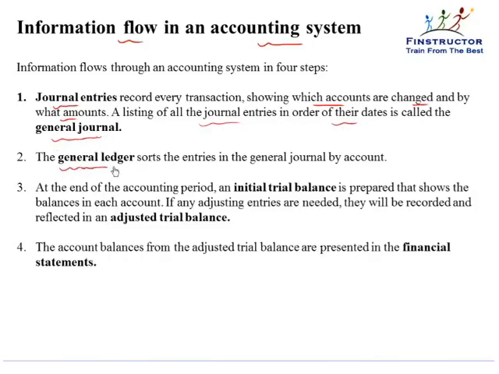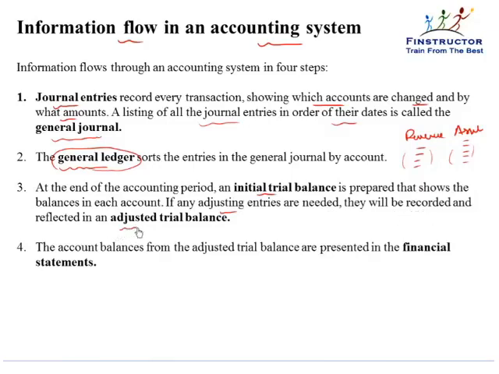A general ledger is the next step that will sort the general journal by account heads. So all revenue entries will be clubbed together, all asset entries will be clubbed together, all expense entries will be clubbed together in a general ledger. At the end of the accounting period, that is when I'm creating the accounts, I will sum up each of these accounts and prepare an initial trial balance. So it is the sum of all revenue accounts, all asset accounts, all expense accounts, which depicts the initial trial balance.